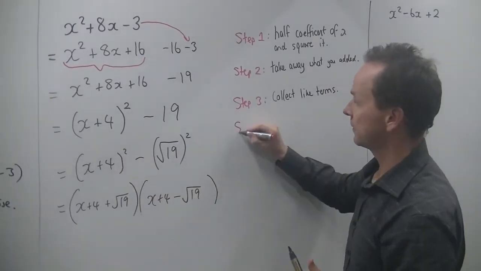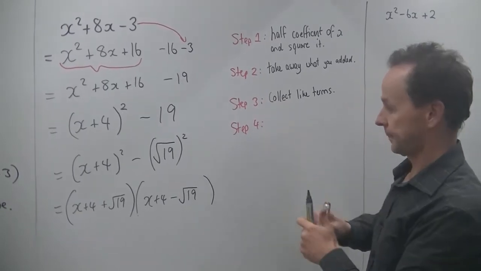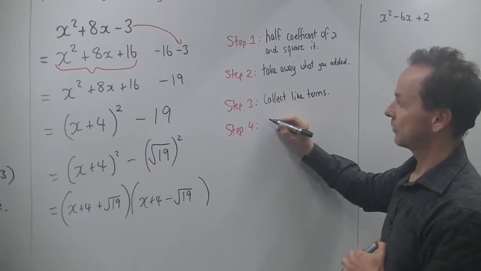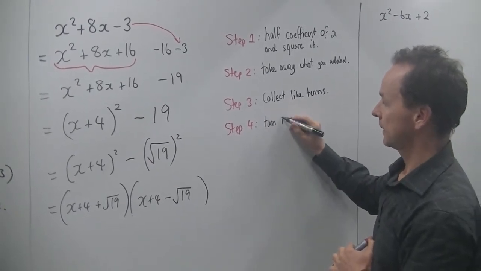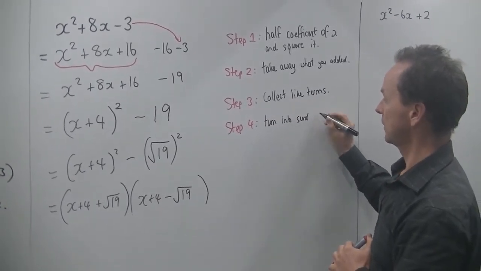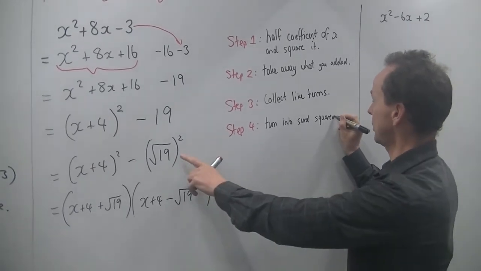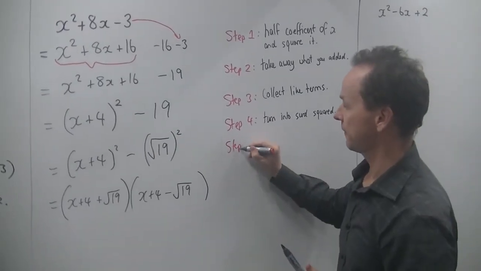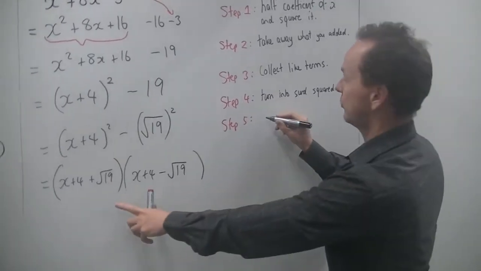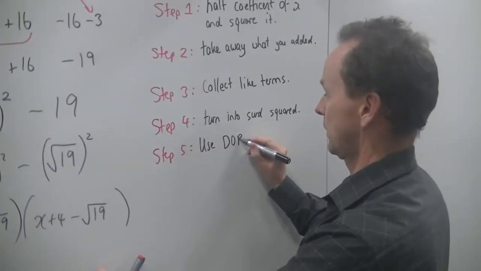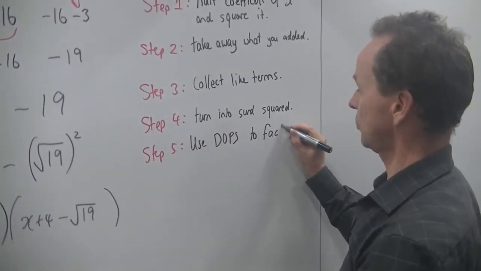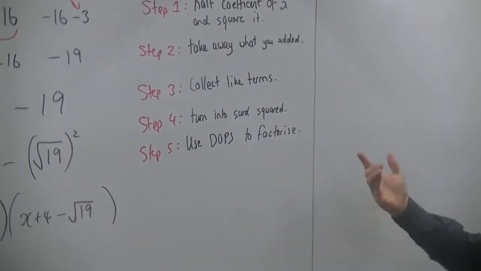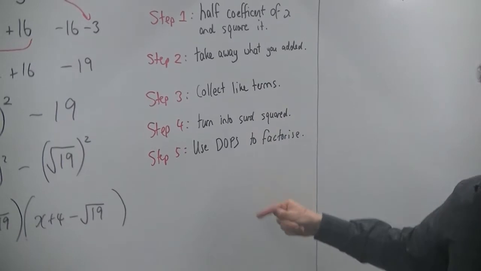So we'll say, step 4, we turn that 19 into square root. So I'll say turn into root squared. Hopefully you know what I'm talking about. We turn the 19 into root 19 squared. And then step 5, what do we do? We use DOPS. We use DOPS to factorise. Okay, so they're the 5 steps, but once you actually practice a few times, you won't even refer to that, you'll just know how to do it.